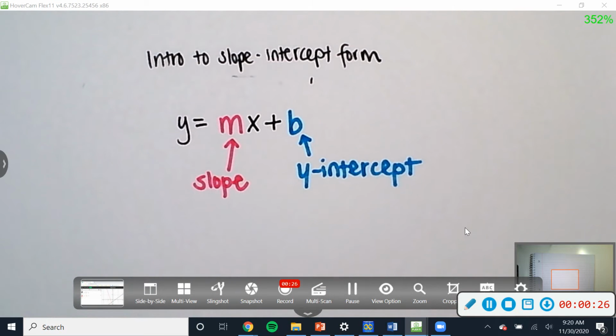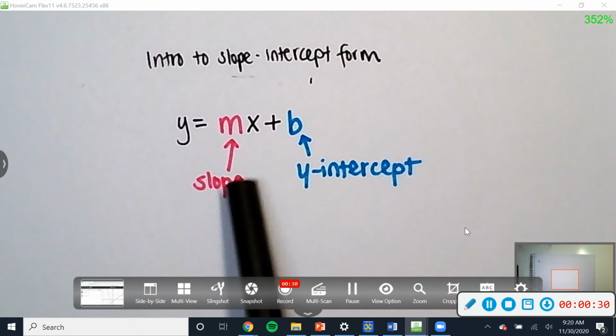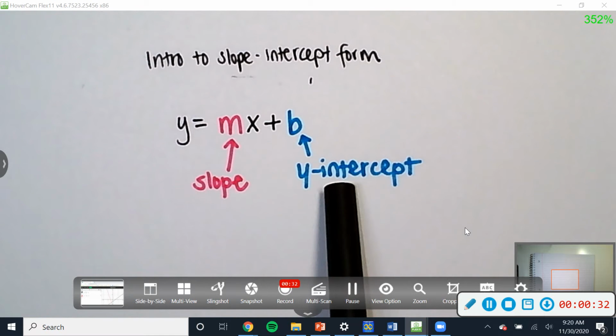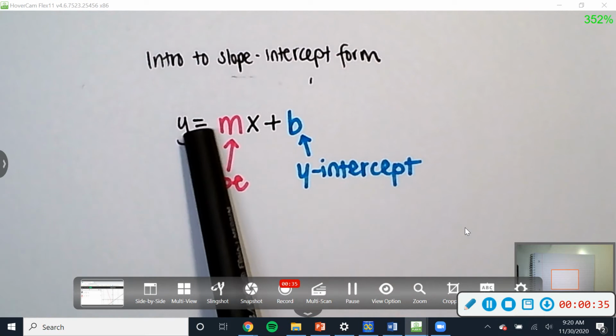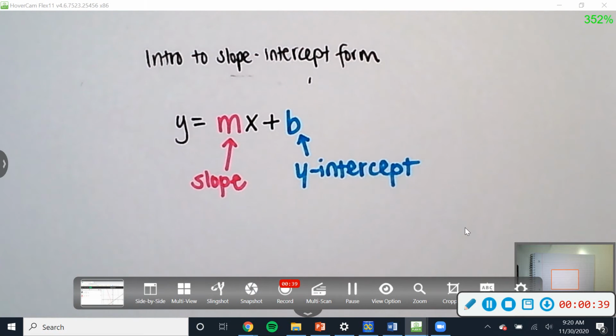So in pink here, I've labeled m in our formula stands for the slope, b stands for the y-intercept, and x and y will always be variables in the equation, so these will always stay as x and y. What's going to change is our m value and the b value.